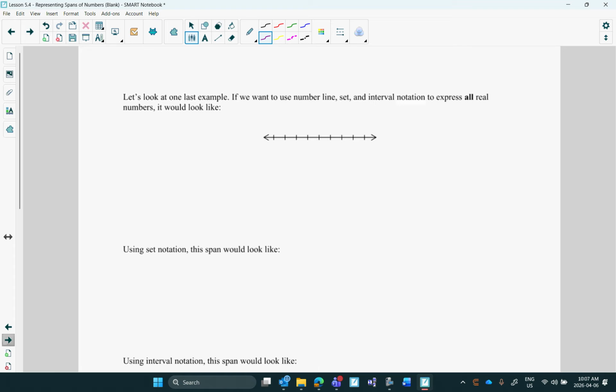So this one you've got to kind of think about again. How would you represent every number? Infinity number. But using a number line. Just like an arrow on both. Yeah, like wouldn't it just be like this? You can put a number 0 if you want, but you don't need it. Because it's just everything. So it's the whole number line.